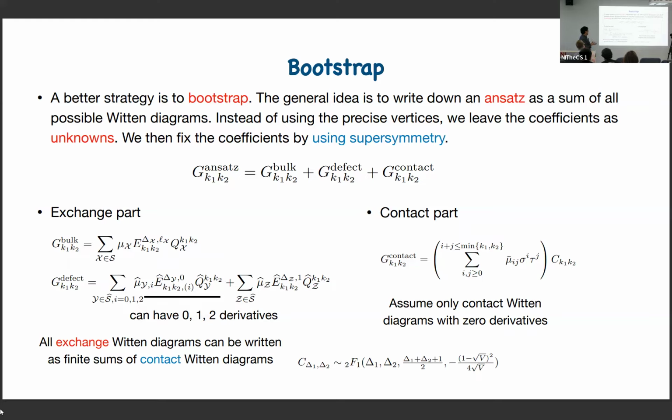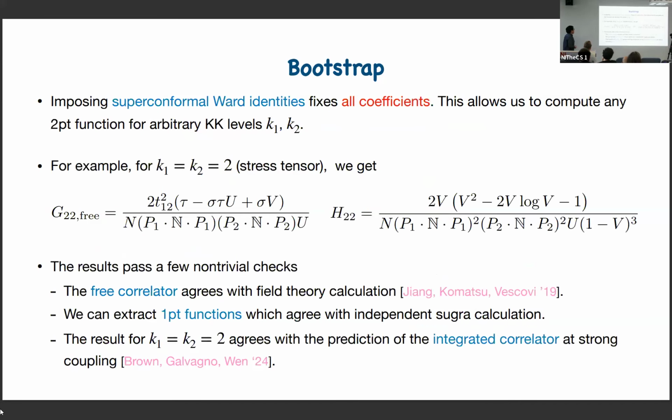Okay, good. Now, another thing similar to yesterday is that you can also use these tricks to compute exchange Witten diagrams, and they can be written as finite sums of these contact Witten diagrams. And these contact Witten diagrams are very simple, and they can be expressed as these 2F1 functions. Now, the last step is to impose superconformal symmetry, which we also reviewed yesterday, to satisfy superconformal Ward identities. And if you implement that, you find all the coefficients you have assumed in the previous slide get fixed uniquely.